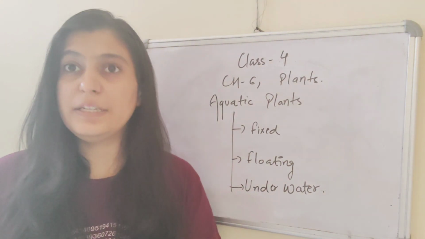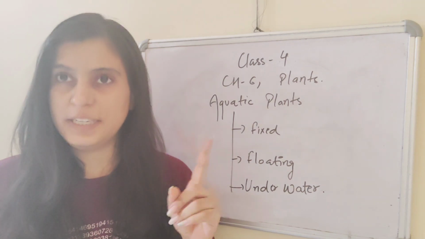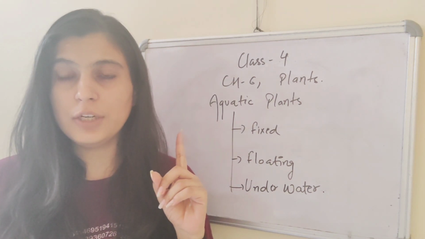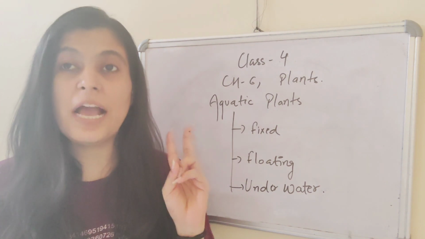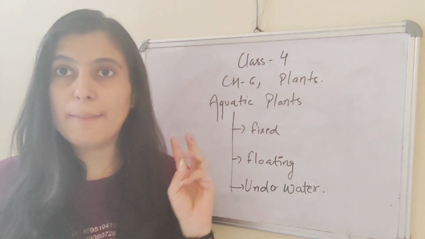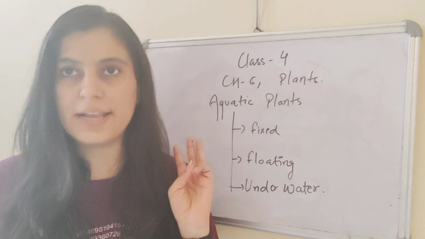So, what are the characters of floating plants? These plants float on the surface of water. They have spongy and swollen parts. For example, duckweed and water hyacinth.